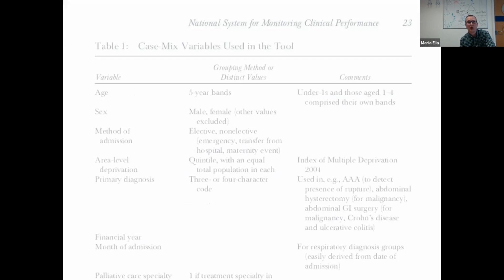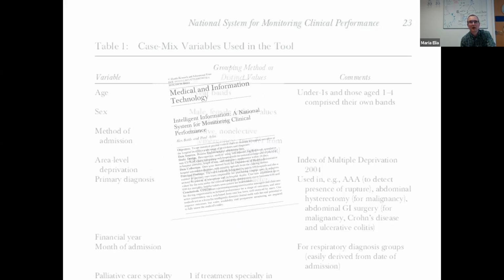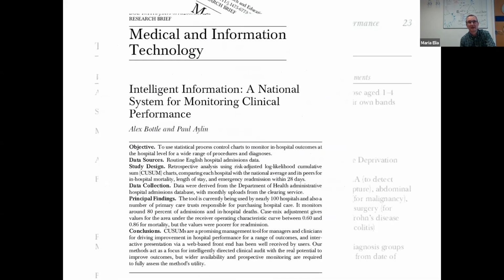We adjust for all sorts of things in our data. We have information on their patient age, their sex, whether they were admitted as an elective or an emergency, their diagnosis information, the year and month, all sorts of information about them. It's quite a rich data set. And this was all published in a journal, so all my analyses and all the methodological stuff is all out there for the public to read.